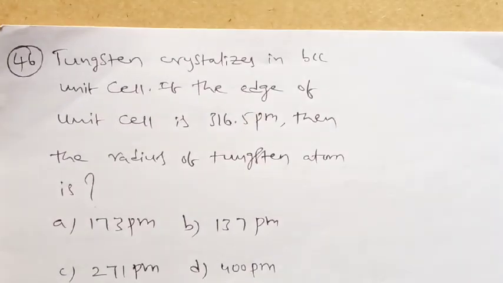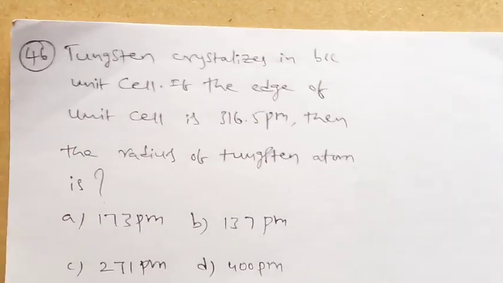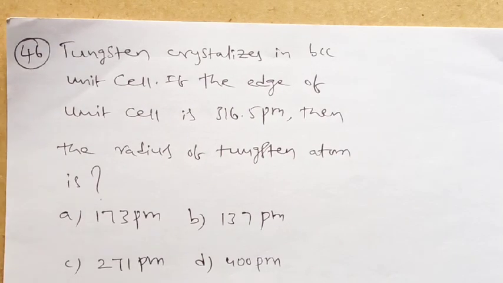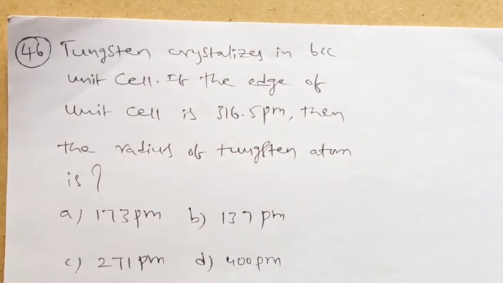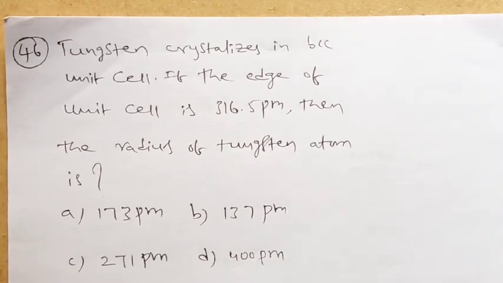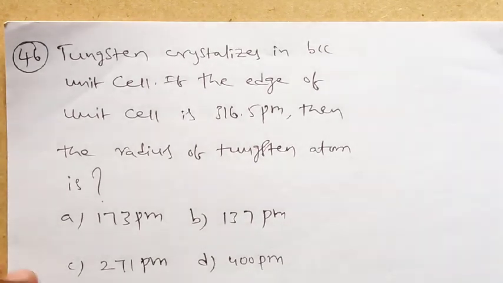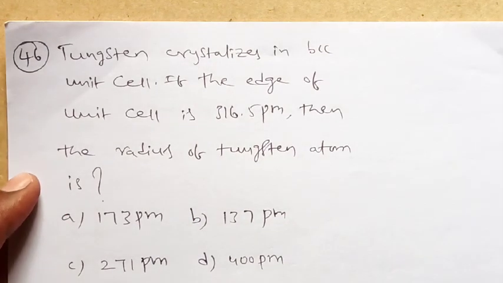So look at the next question. Here, this is also one of the important models, a very simple model. Tungsten crystallizes. Tungsten, that means wolfram, its symbol is W. Tungsten crystallizes in a BCC unit cell. If the edge of the unit cell is 316.5 picometers, then the radius of the tungsten atom is?